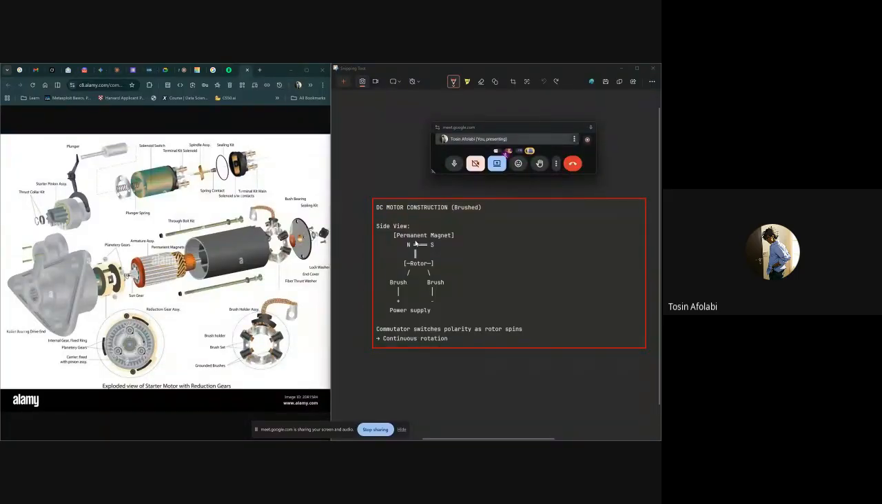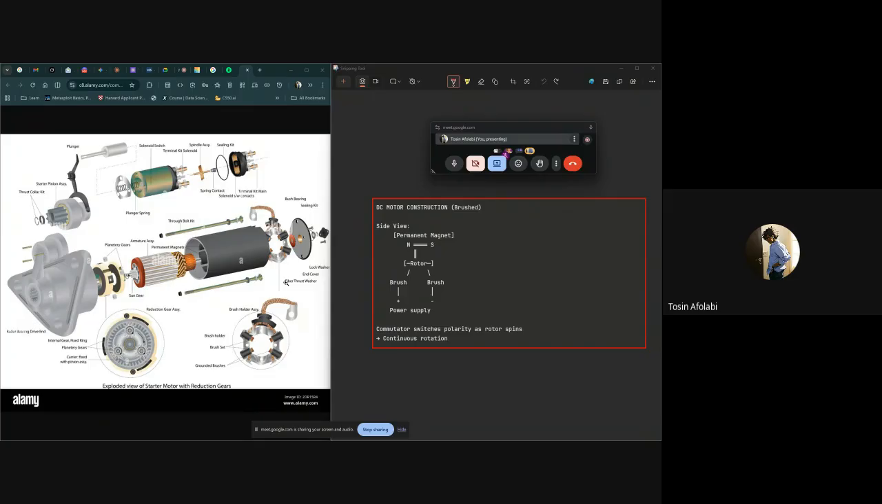I think I should have a side view, but it's still the exact same thing: a permanent magnet, a brush at the end, the rotor, a funny little coil-looking rotor, and the exact same principles. So DC motors are simpler conceptually. You apply voltage and it spins, reverse polarity and it reverses, increase voltage and it spins faster, cut power and it stops. Simple as that.